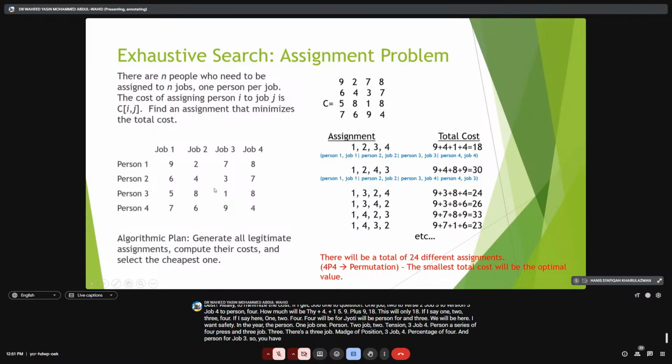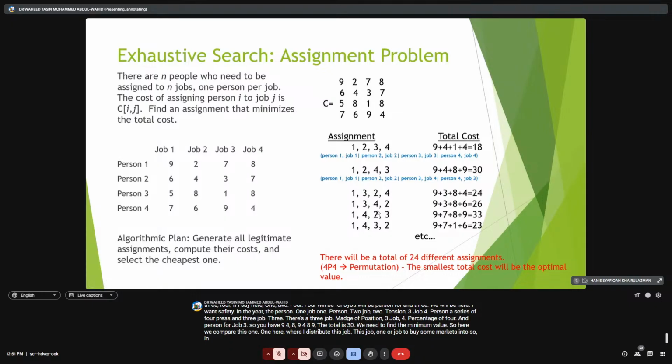So here we have 9, 4, 8, 9. The total is 30. We need to find the minimum value. So here we compare this one, where I distribute this job to job 1 or job 2, to person 1, person 2.